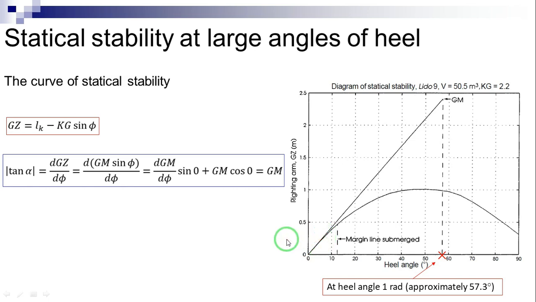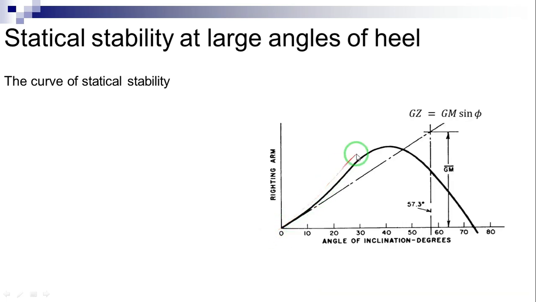As shown in this figure, the stability curve usually rises above the GZ equals GM times sine phi line at first as inclination angle increases. This is due to an upward and lateral shift of buoyancy at large angles of inclination. This shift produces a significant increase in the righting arm GZ until the deck edge is reached.